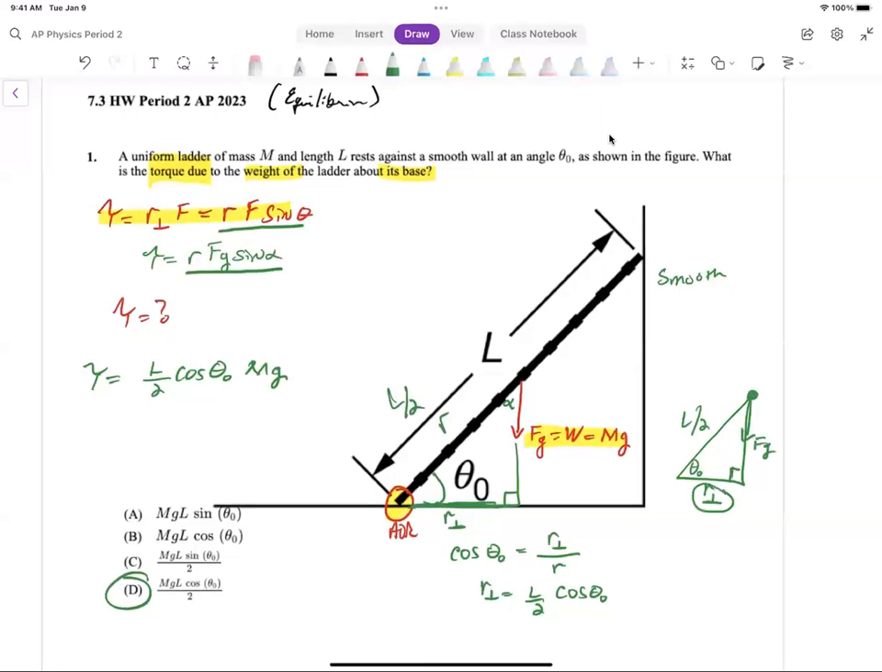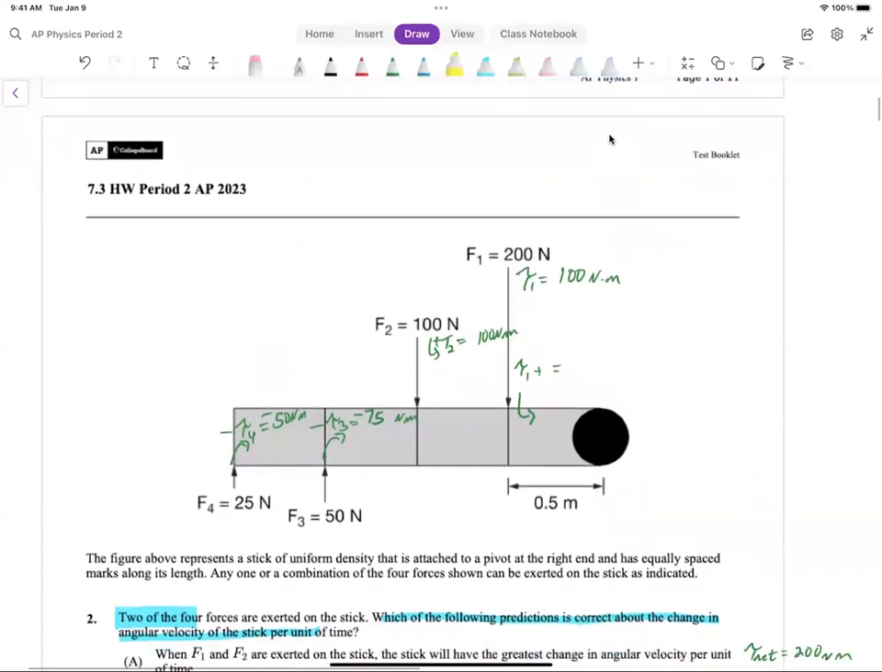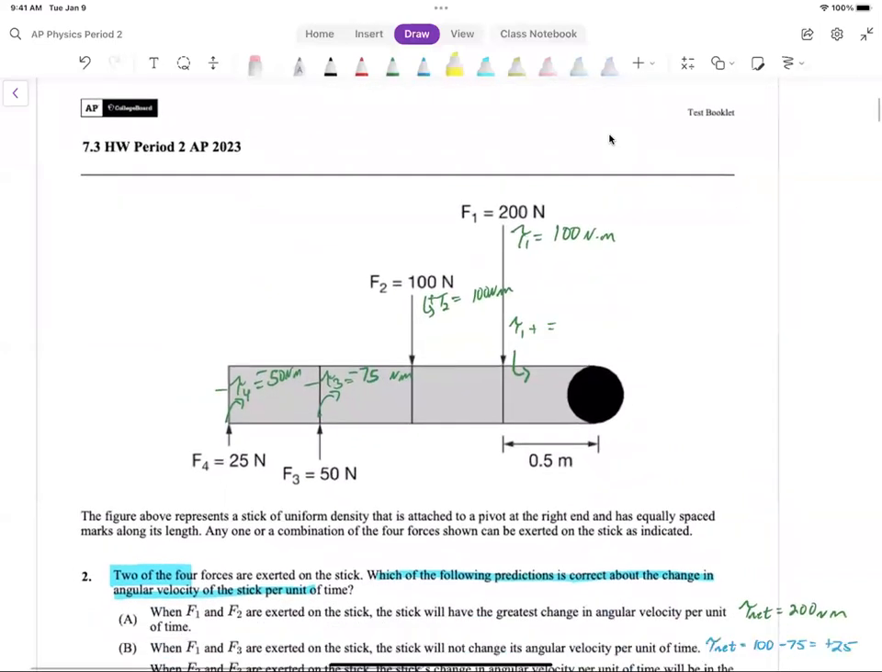And so that's when we know that cosine of that angle is equal to the adjacent divided by the hypotenuse, which is L over 2. And then I can solve for that, and I can use that part of the equation. And you will find the torque caused by the weight is equal to L over 2 times cosine of that angle times the force of gravity, and that is the answer D. So that was tricky because you actually had to use the distance R that was perpendicular to the force vector. Don't see too many of those.